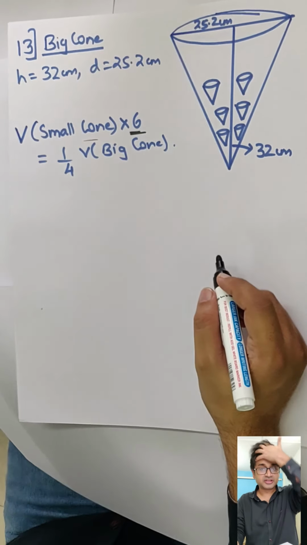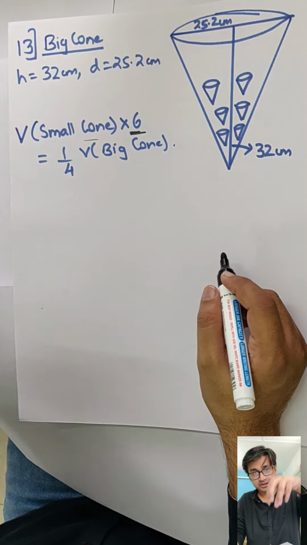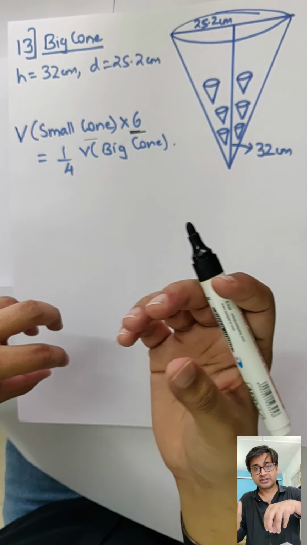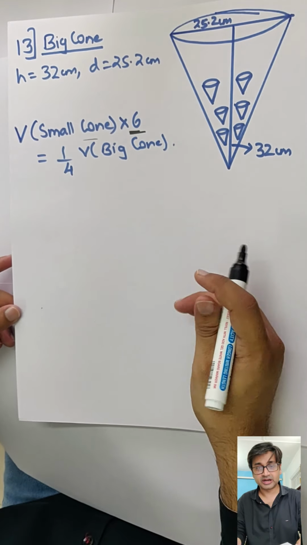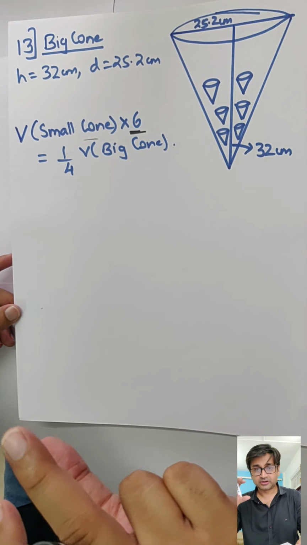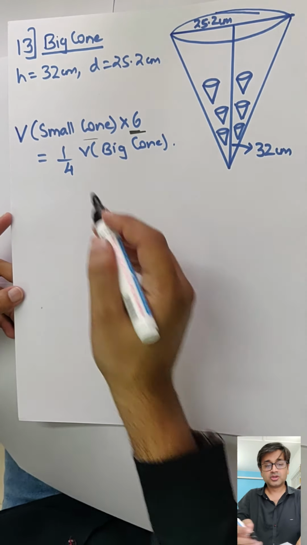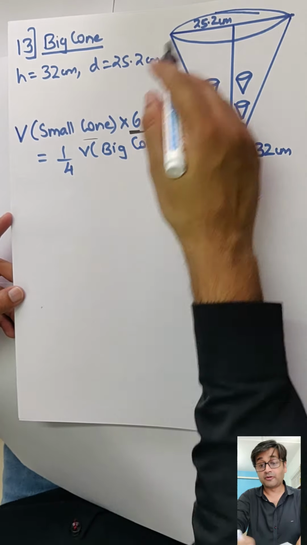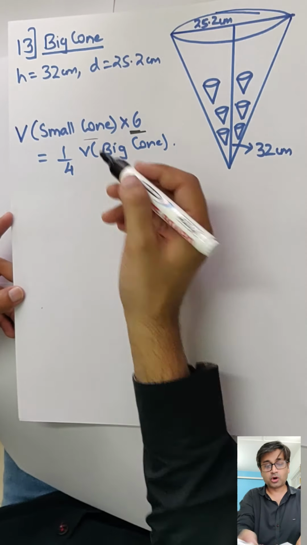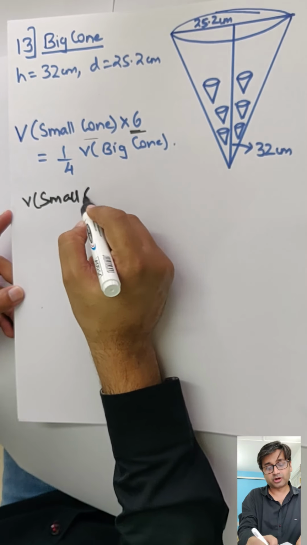If you remember in physics, you did the volume of an irregular shape. You drop the shape in the water, and through the measuring cylinder the water flows out and you measure how much water is outside. Whatever measure of water is outside, that is the volume of that irregular shape. Same thing over here. So the volume of all the 6 cones is equal to 1/4 the volume of the big cone. So the volume of the small cone is what we need to find.